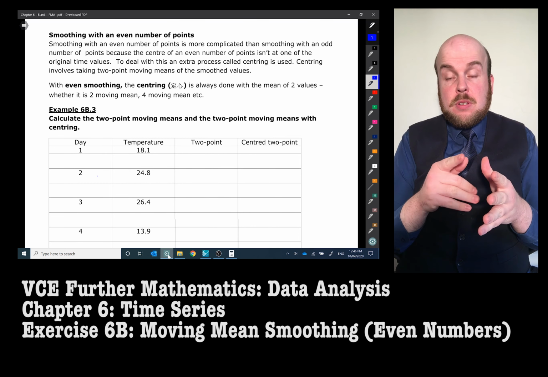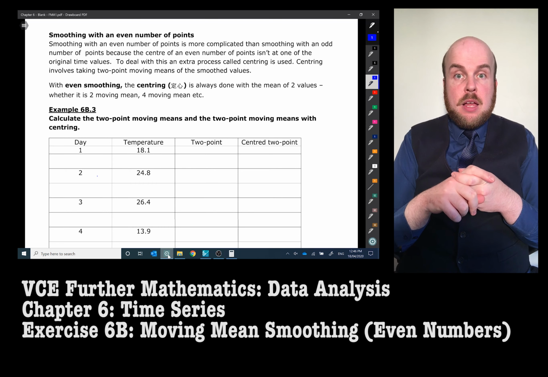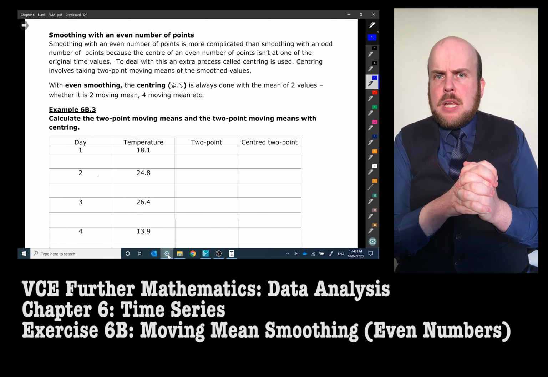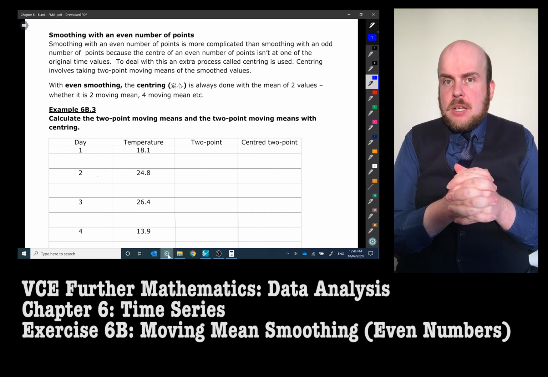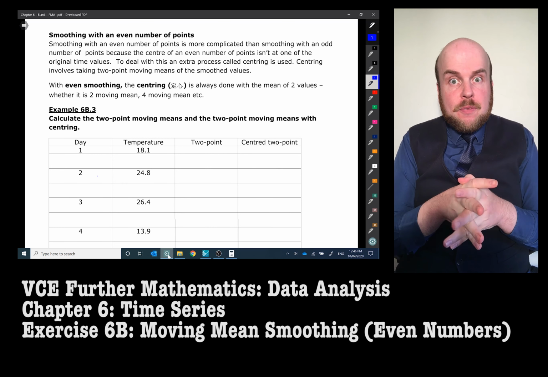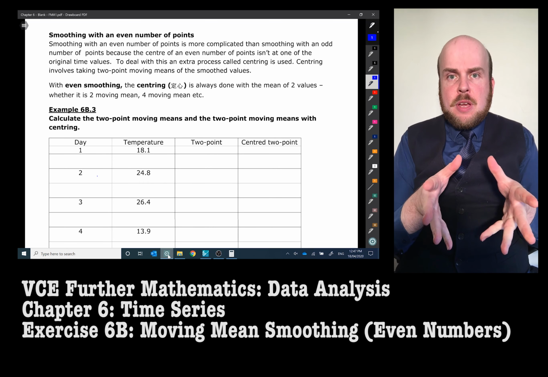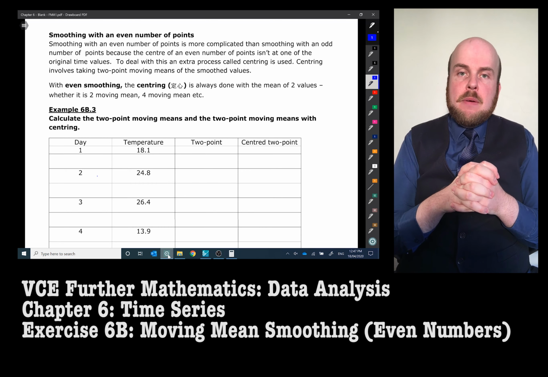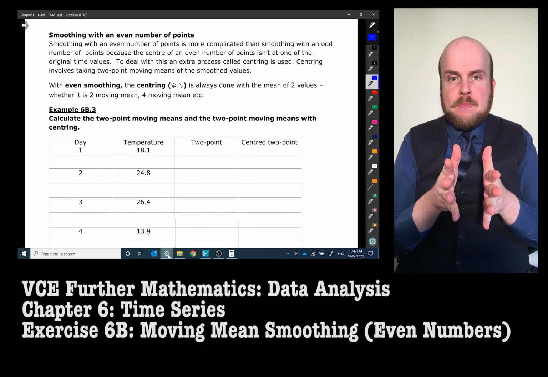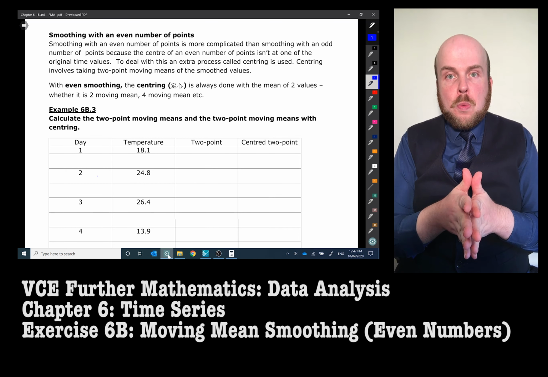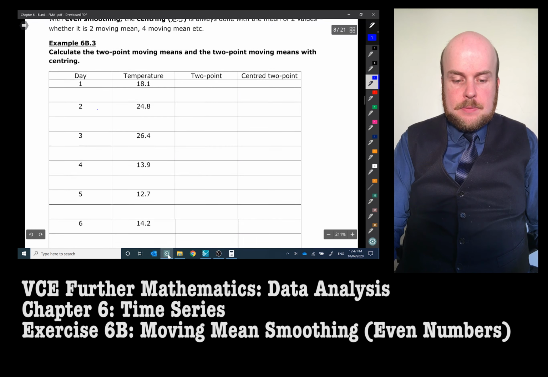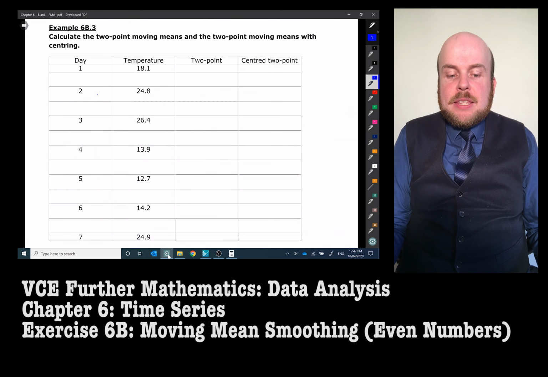So what you need to do is to not only be able to do an even number smoothing, but you also need to be able to do an even number of smoothing with centering. So centering is almost like taking the average of the average. So I'm going to show you an example of a 2-point moving mean, and then a 2-point moving mean with centering. So here we've got to calculate the 2-point moving means and the 2-point moving means with centering.